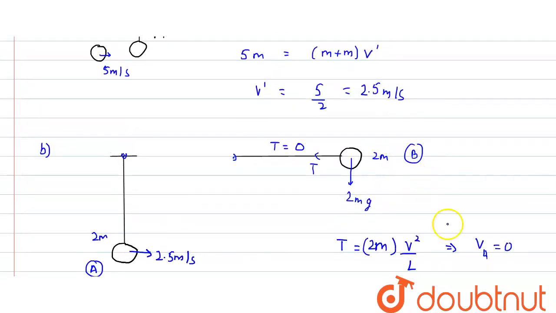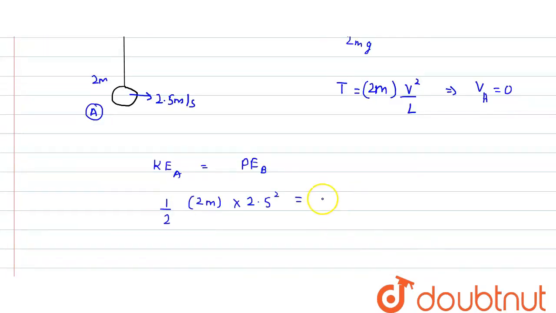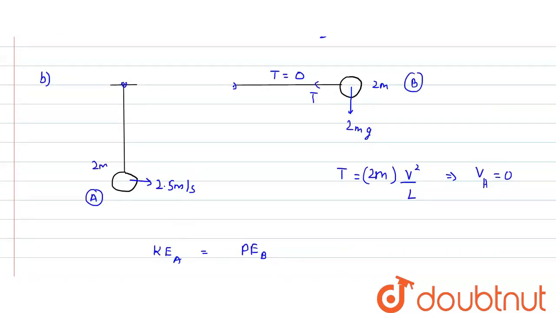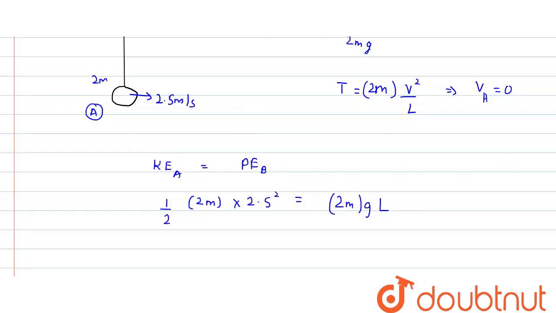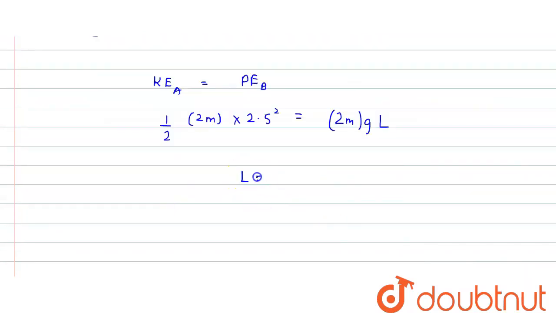What is the total energy at B? It would be just equal to potential energy, because there is no kinetic energy. Velocity would be 0 here. So it would be equal to 2m into g into h. H is basically equal to the length, L. From here to here, the distance would be equal to L when it reaches this situation. So we can say that L would be equal to 2.5 square divided by 2g. From here, L turns out to be 0.318 meters. So this is the final answer.